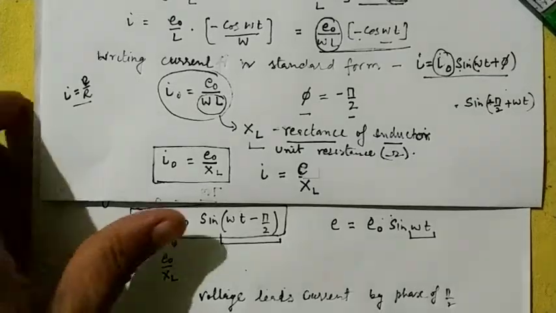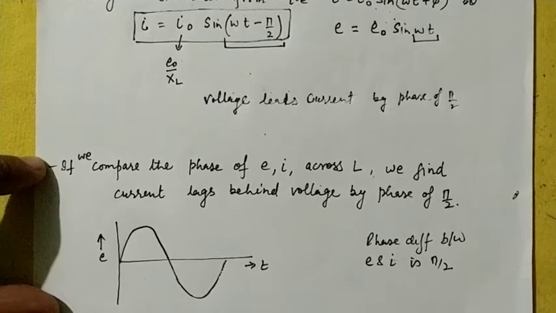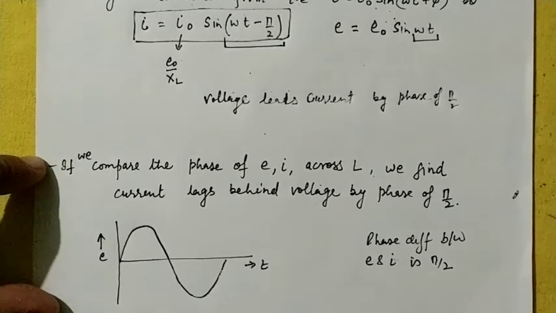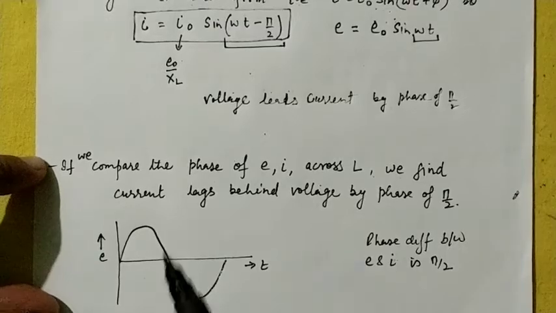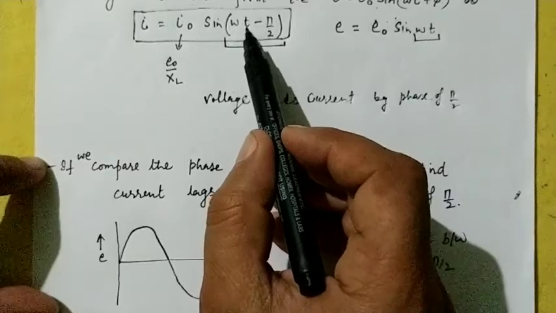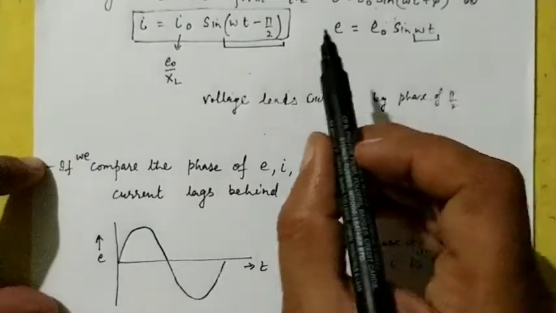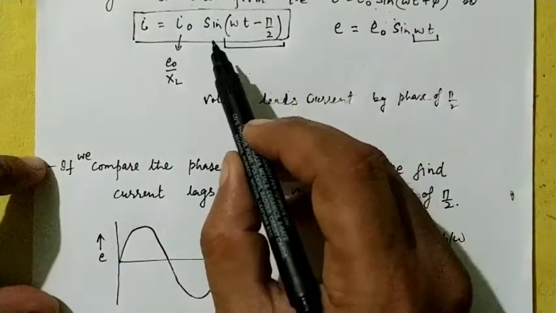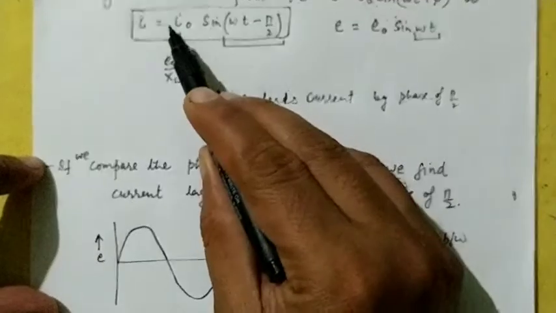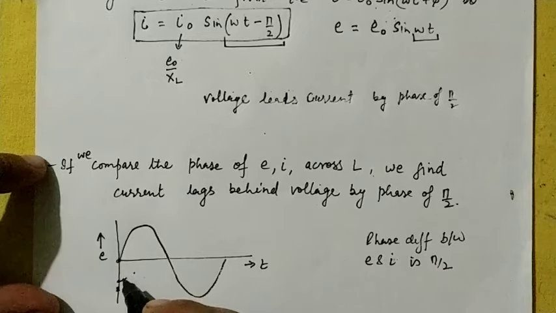If you want to draw the graph, it is just a sine wave, or it is sinusoidal. Now for the current equation, you can see here current lags because it is omega t minus pi by 2. So if time was 0, then the sine was minus pi by 2, that is minus I naught. So that is represented here. Similarly, at different locations you will find this much.